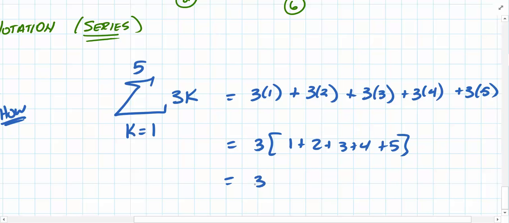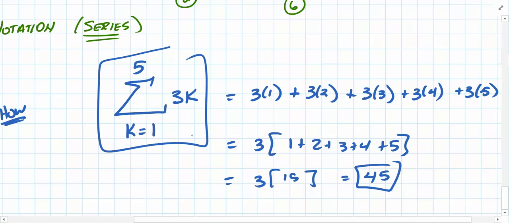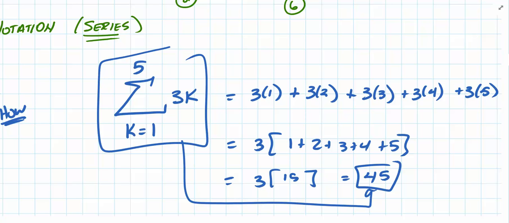Which, of course, is 3 times what? 15, yeah? Which gives us what? 45, okay? So this right here, you guys, is a fancy way of saying the number 45. It's the sum of the series, and this would be a finite series because it ends. If it was an infinite series, then that 5 would be an infinity sign, okay? All right, there you go, ladies and gentlemen.